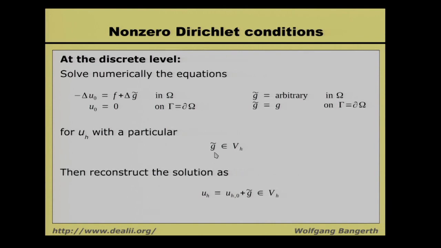If I had chosen this g tilde any differently, so let's say a function that solves the homogeneous Laplace equation with boundary values, so we call this the harmonic extension, then, well, this is a finite element function, but this would not be, and as a consequence, my u_h would not be a finite element function as well. So I would like to choose this g tilde to be a finite element function, and I add it to the solution of the homogeneous problem, and that gives me the original problem.